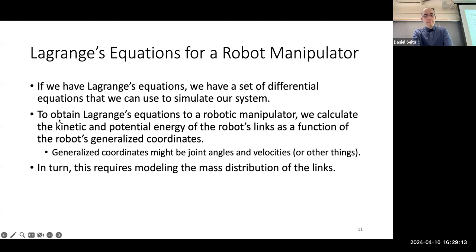And to obtain Lagrange's equation for a robot manipulator, you calculate the kinetic energy and potential energy of the robot's links as a function of the robot's generalized coordinates. If we're talking about a particle system, then we don't have robot links, but the same concept of computing kinetic and potential energy also applies.